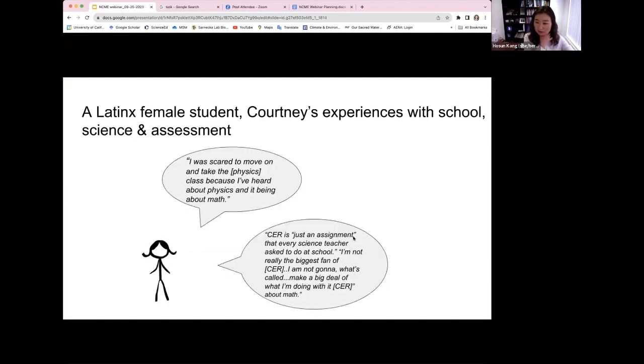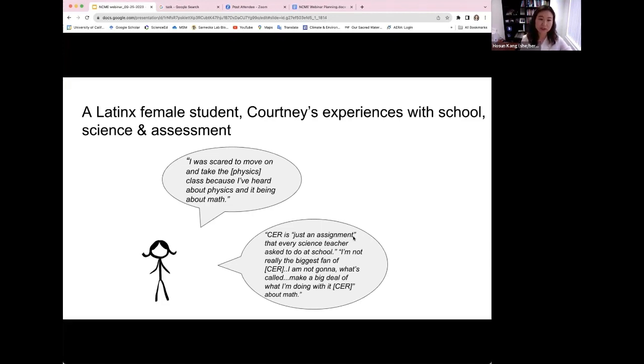However, the data that really opened my eyes is actually more the qualitative data, because we also analyzed students' experience, and we have a focus student. Her pseudonym is Courtney. She's a Latinx female student, and she shared her experience with this unit and different forms of assessment. And she is one of those female Latinx students who's scared to take high school physics class because she heard it's about physics and it's about math.